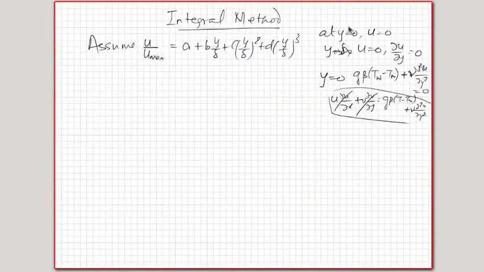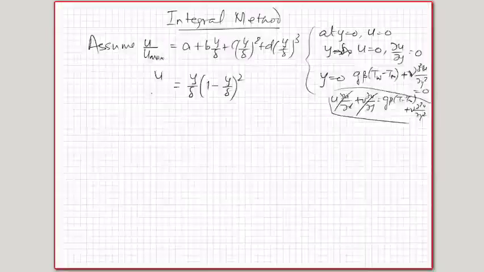So there are 4 conditions, 2 conditions at y equal to 0 and 2 conditions at y tends to infinity. So with these conditions, if I solve for the 4 constants a, b, c, d, then I will get this as equal to y by delta multiplied by 1 minus y by delta the whole square. Okay, so this is the expression that I will get, which will be u by u max.